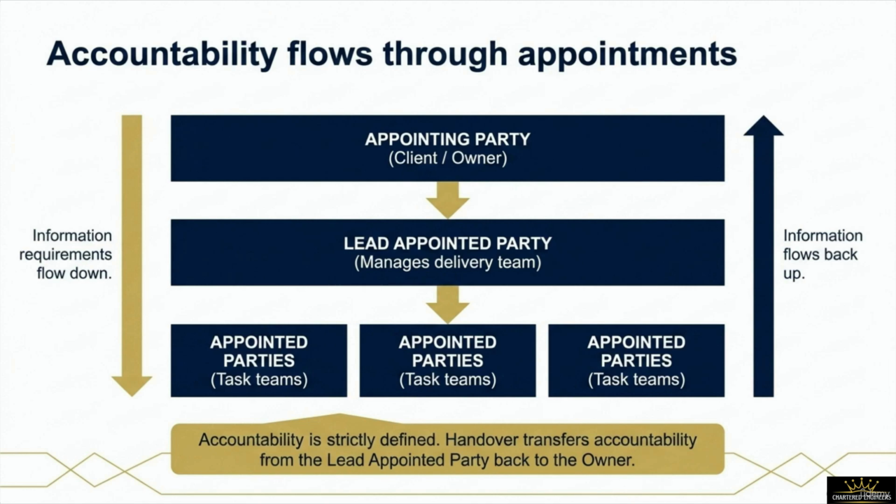The next layer is the lead appointed party, which manages the delivery team and is typically a Tier 1 contractor or lead design firm. They pull together data from the various appointed parties, which represent the specialized task teams and subcontractors authoring the data. As these task teams build out their containers, the information flows back up the chain to the client. Handover represents the critical contract boundary, where formal legal and technical accountability is transferred from the lead appointed party back to the owner. Let's look at how to design this handover interface effectively.